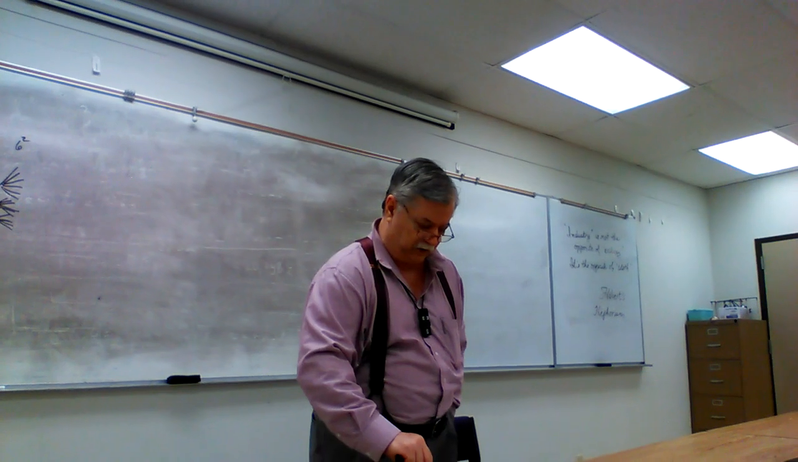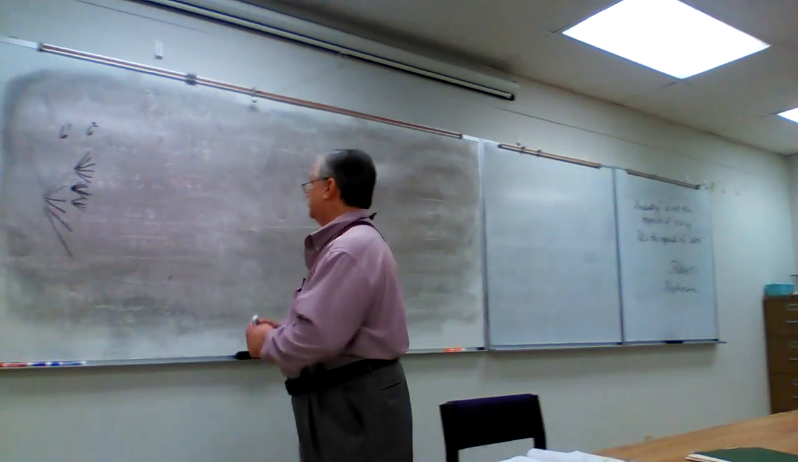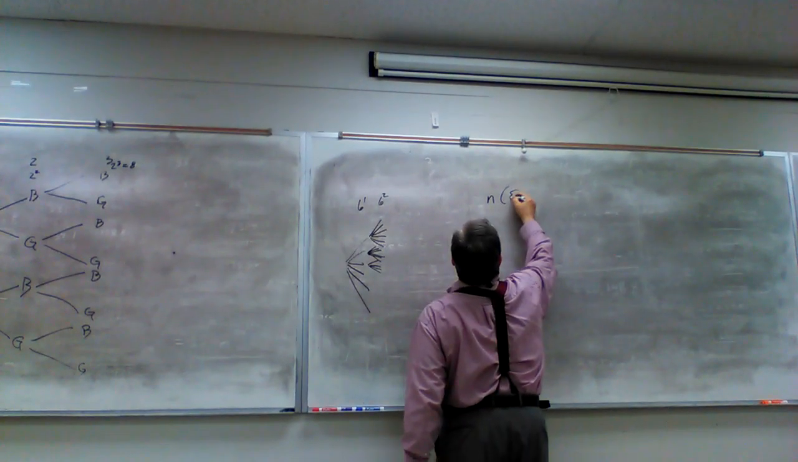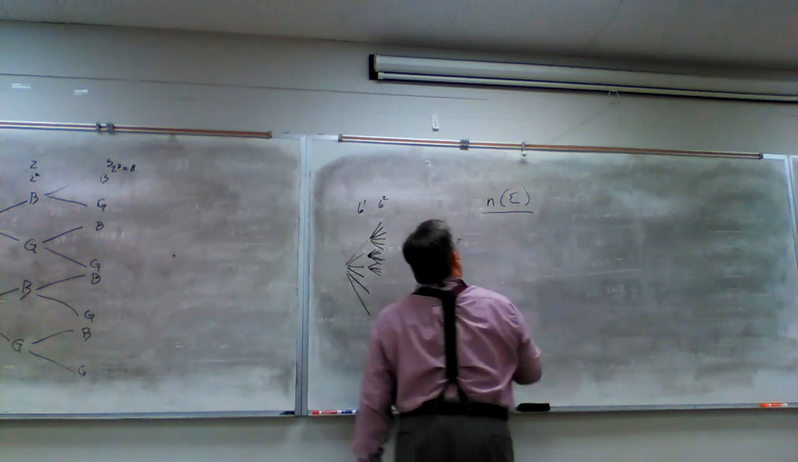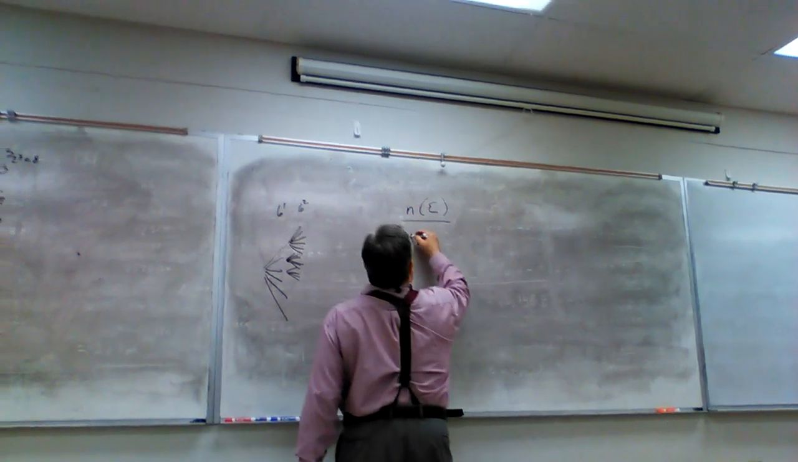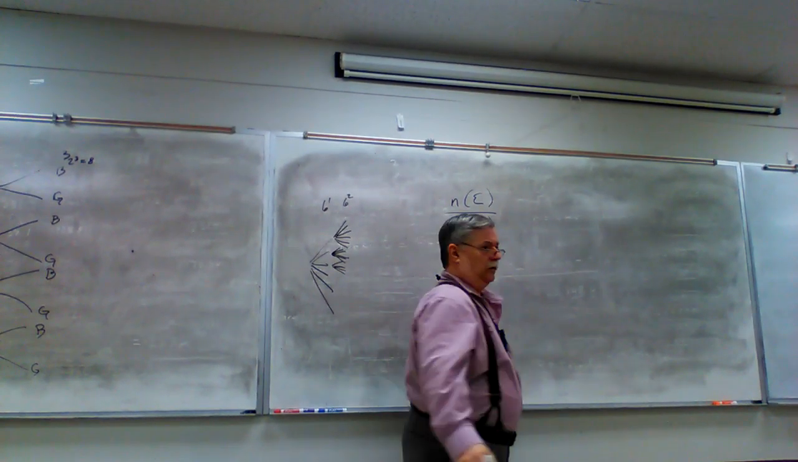Here we have the formula for calculating classical probabilities based on equally probable outcomes or equally likely events. And the probability of any event E is calculated as the number of outcomes in E divided by the number of outcomes in the sample space.